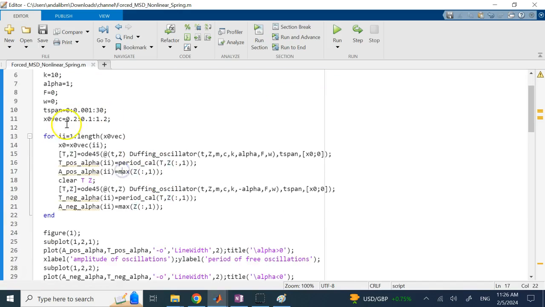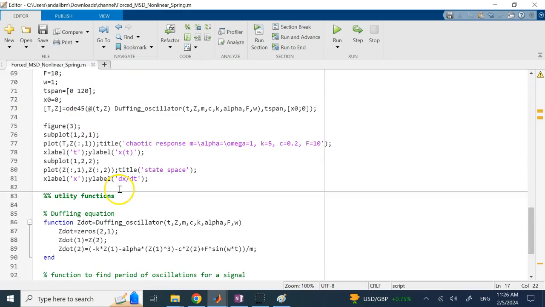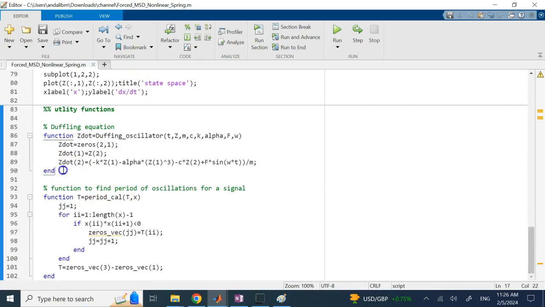So here is my code, as I said, and the utility function that I wrote. There are two of them. One is the function for ODE45, which implements the equation. You see here Z1 is the same as x, Z2 is the same as x dot. So you see Z1 dot equals Z2, Z2 dot equals negative K Z1, negative alpha Z1 cubed, negative C Z2 plus F sine omega t, divided by M. And F in this case I set to 0, C I set to 0.